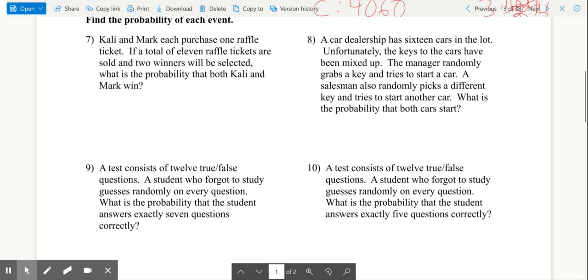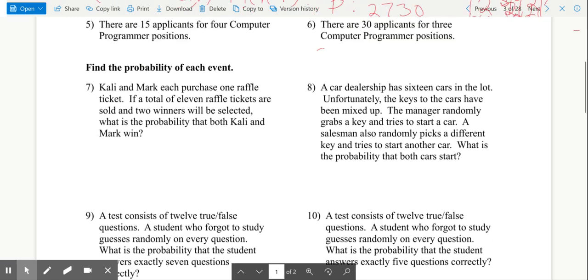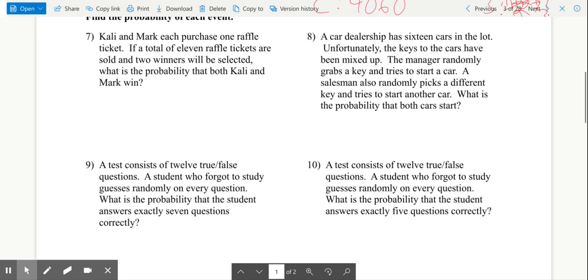So probability. It's glitching up here, but it doesn't really matter. All right. A car dealership has 16 cars in the lot. Unfortunately, the keys to the cars have been mixed up. The manager randomly grabs a key and tries to start a car. A salesman also randomly picks a different key and tries to start another car. What is the probability that both cars start?